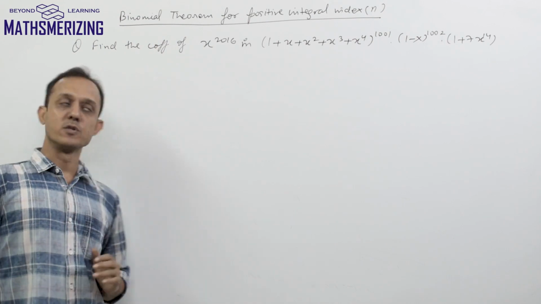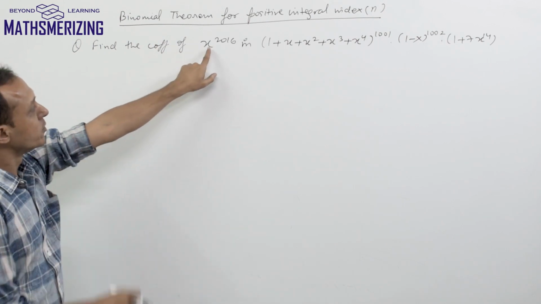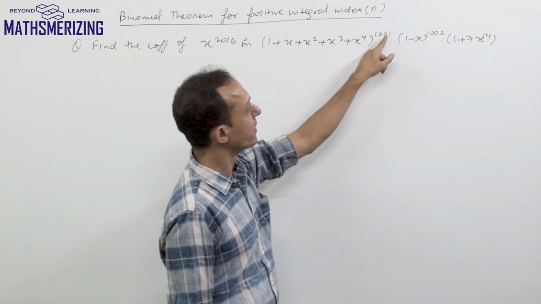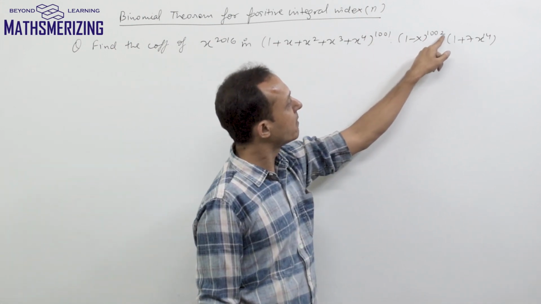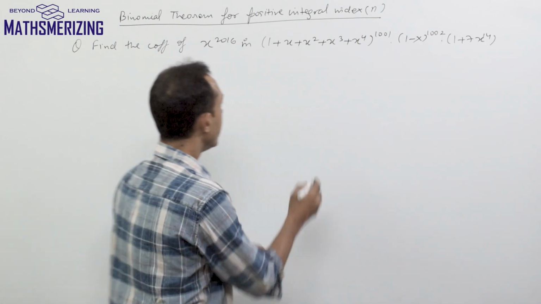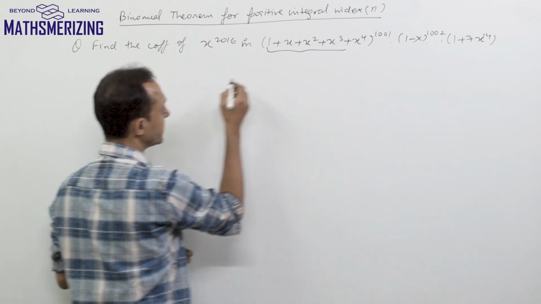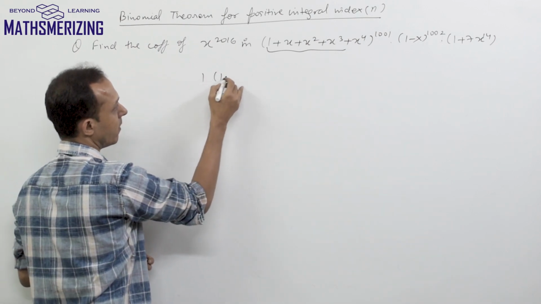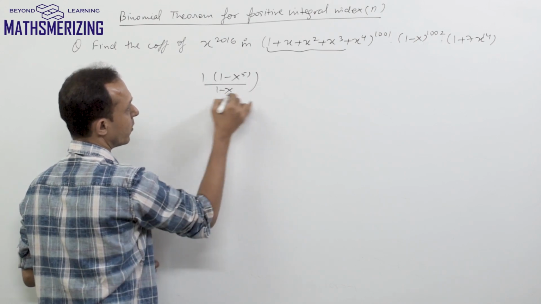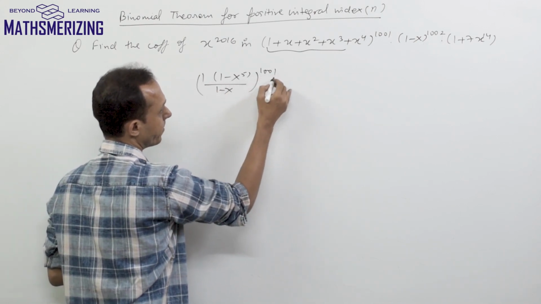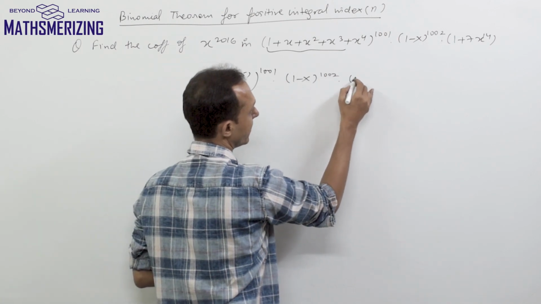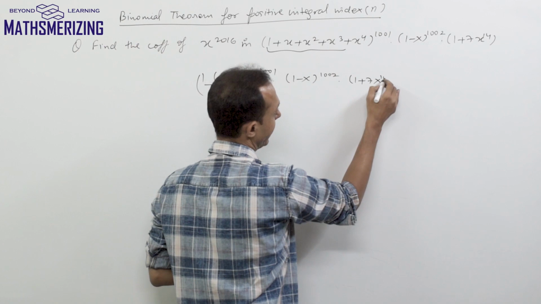So let us take up another question, which is: find the coefficient of x to the power 2016 in (1 + x⁵ + x¹⁰ + ... + x⁵⁰⁰⁰)(1 − x)... Now it's a geometric progression, so I'll write its sum, which is a(1 − rⁿ)/(1 − r), whole to the power 1001. This is (1 − x¹⁰⁰²), and this is (1 + 7x¹⁴).